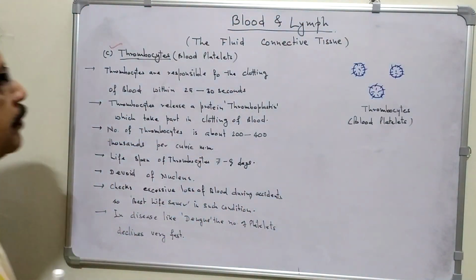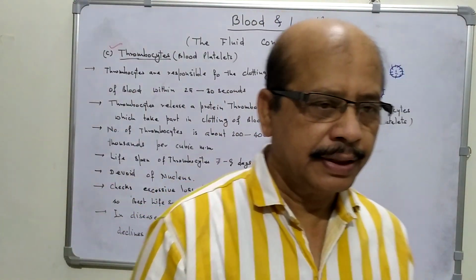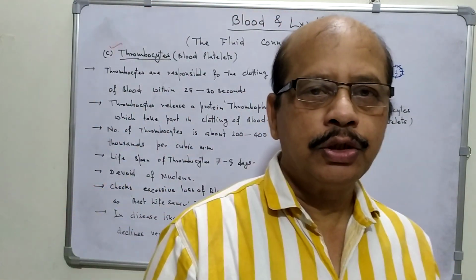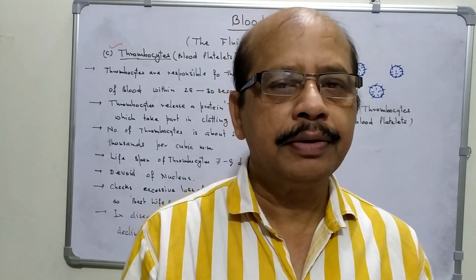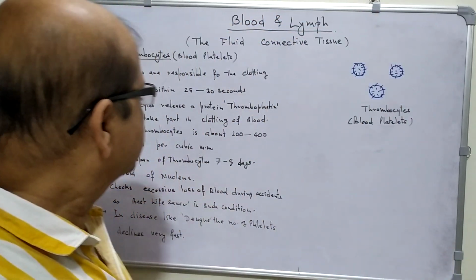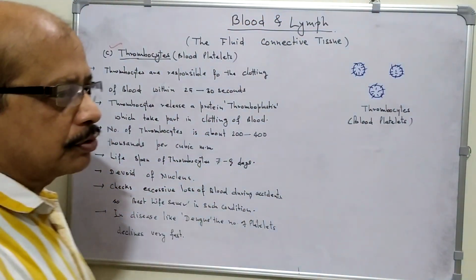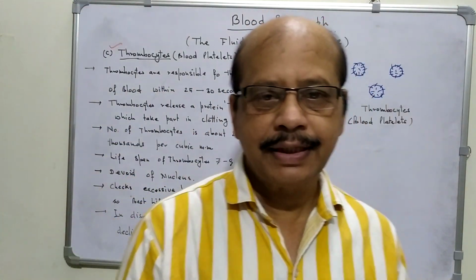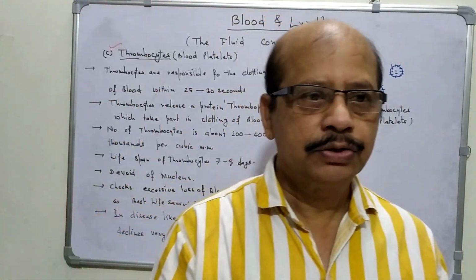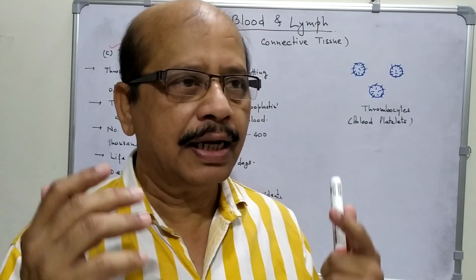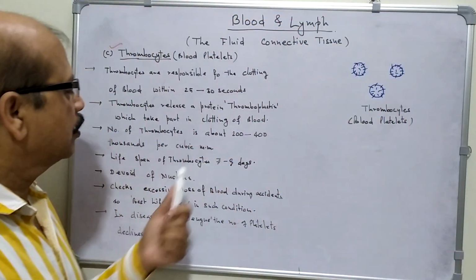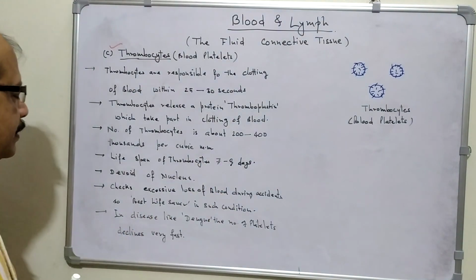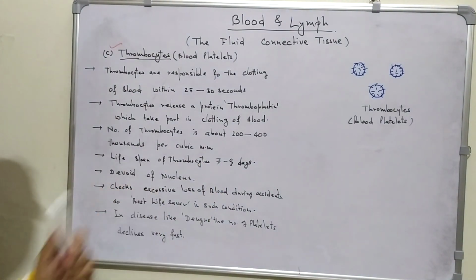Now the number of thrombocytes in blood is about 200 to 400,000 per cubic millimeter. The lifespan is about 7 to 9 days as they are devoid of a nucleus. So in the absence of a nucleus, the lifespan shortens, and in the case of thrombocytes it is 7 to 9 days.